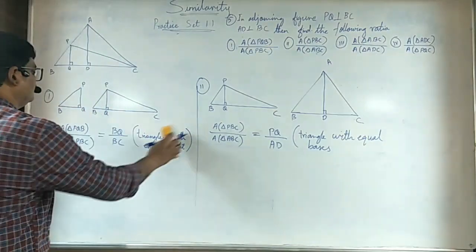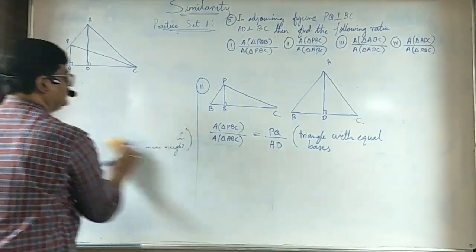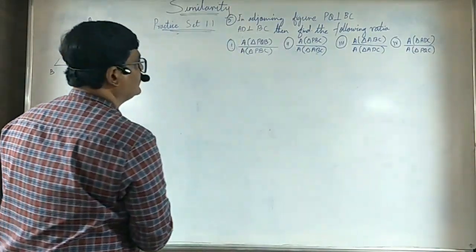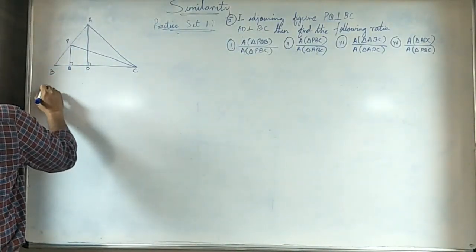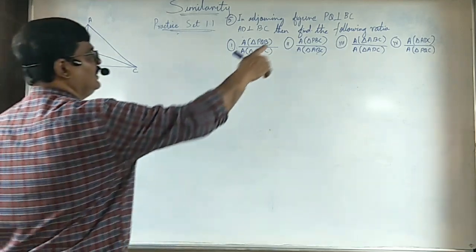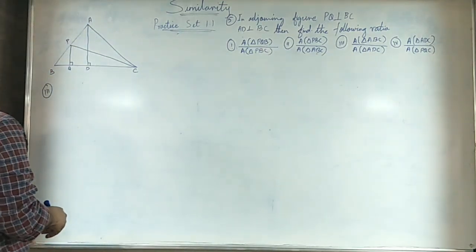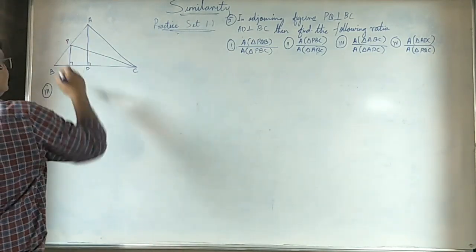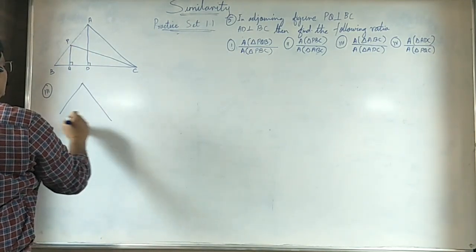Now let's go to the third question. Now what is the third question? This is the ratio, what you have been told over here. In this case, the third question has the area of triangle ABC and ADC. Where is your ABC and your ADC? First of all, I'll draw the diagram of ABC.